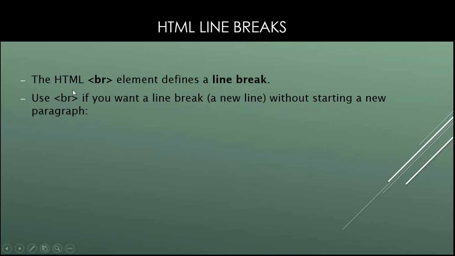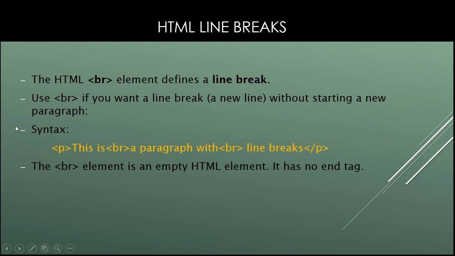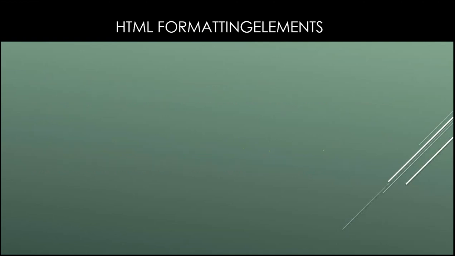To add line breaks, we can use the br tag in HTML. The br tag defines a new line, a line break, and we use the br tag without starting a new paragraph. Instead of starting a new paragraph, if we just use the br tag, the next text will be automatically started in a new line. In a single paragraph, we can just add the br tag and show that as a different line. So this is the simple syntax to add line breaks in a paragraph. And generally this br tag is an empty HTML element. We don't need to write an end tag for the br element.